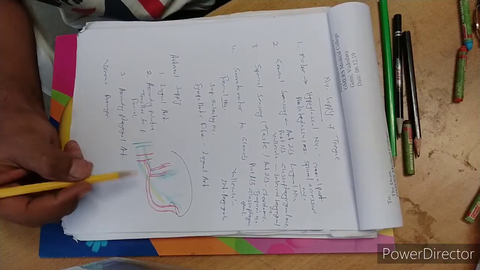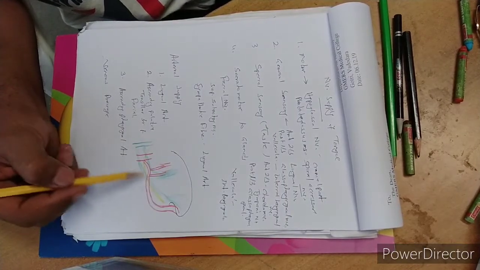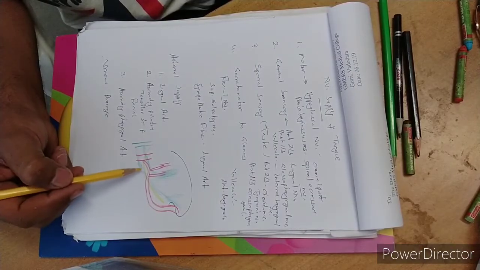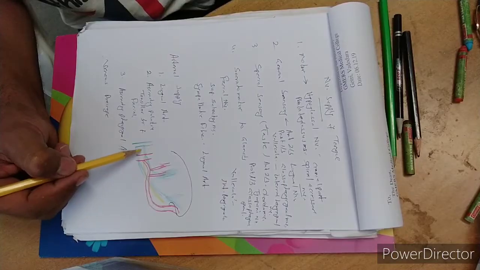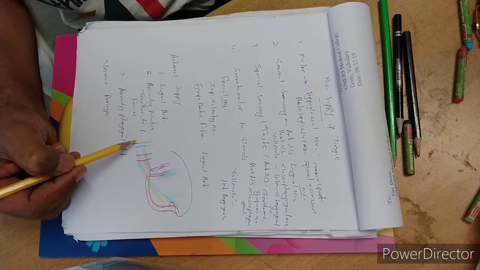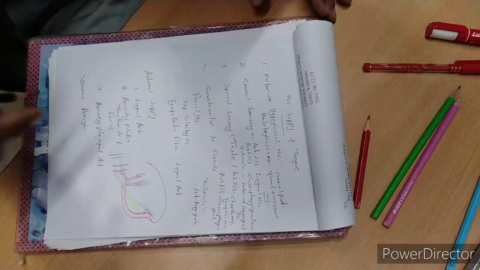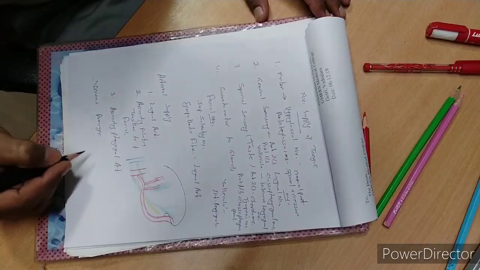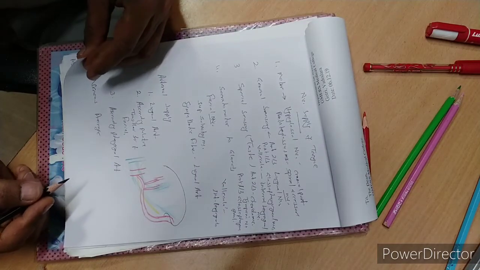Okay, and these veins come from the tip and the dorsum of the tongue, and these veins descend downward and pass by the side of the hypoglossal nerve and then enter into the internal jugular vein. So this is the venous drainage of the tongue. After the venous drainage, now we will discuss the lymphatic drainage of the tongue.